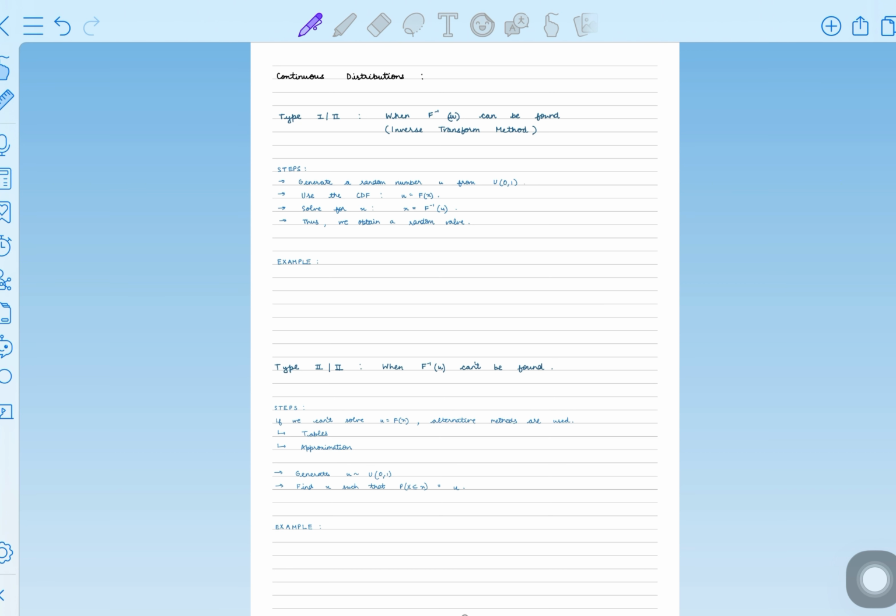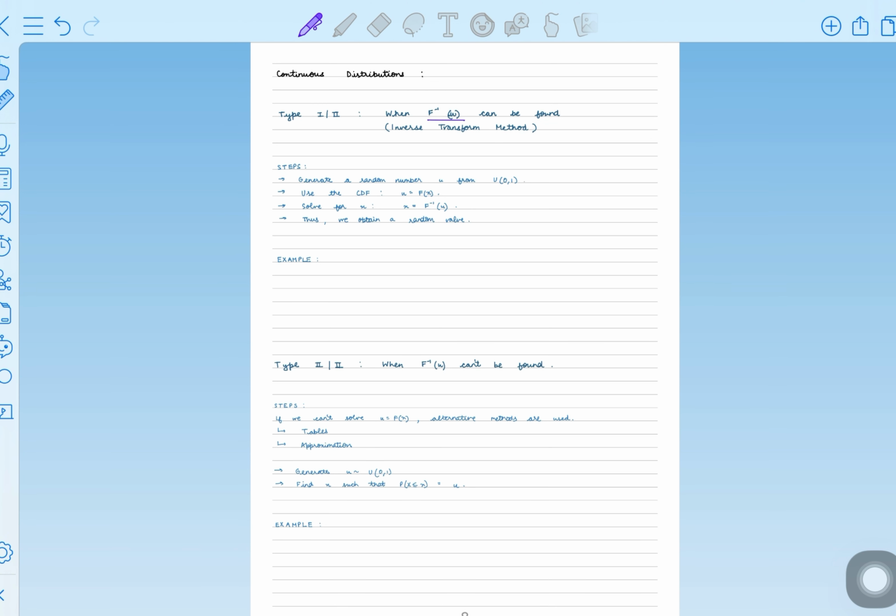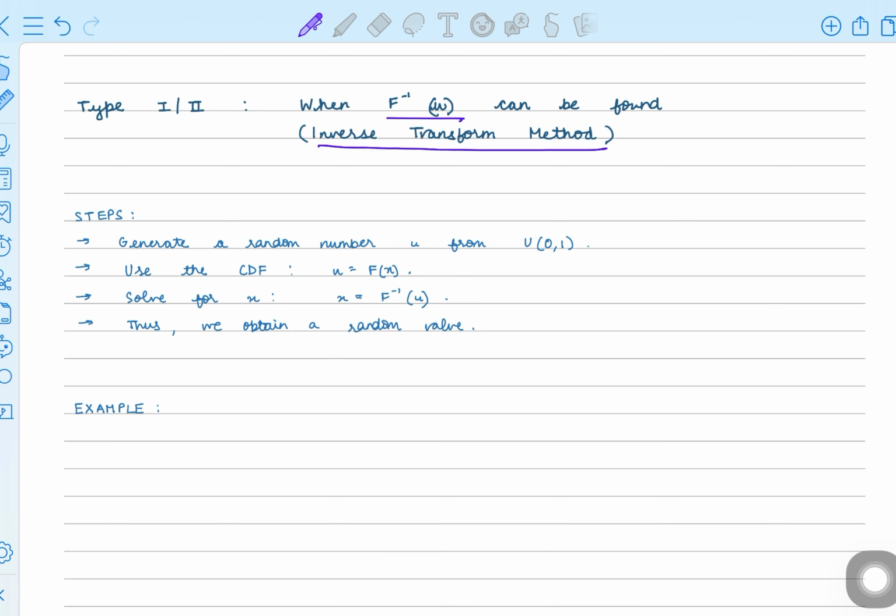The first method is where F inverse of u can be found. And since the inverse can be found, this is known as the inverse transform method. And the second method is where F inverse of u can't be found. Let's start with the first method under continuous distributions. This is based on the premise that F inverse of u can be found. What this means is if we can find the CDF, known as the cumulative distribution function, and solve it algebraically, then the simulation becomes easy.